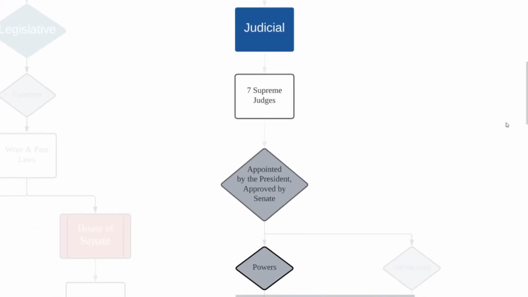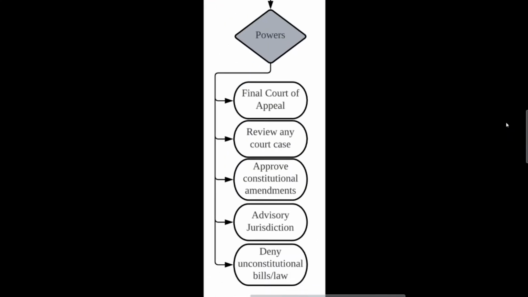The Supreme Court is the highest court of appeal and serves as the court with the most power. The Supreme Court has the powers to review any court cases, approve amendments to the Constitution proposed by the Congress, advise courts below it, and deny laws under the reason of it being unconstitutional.